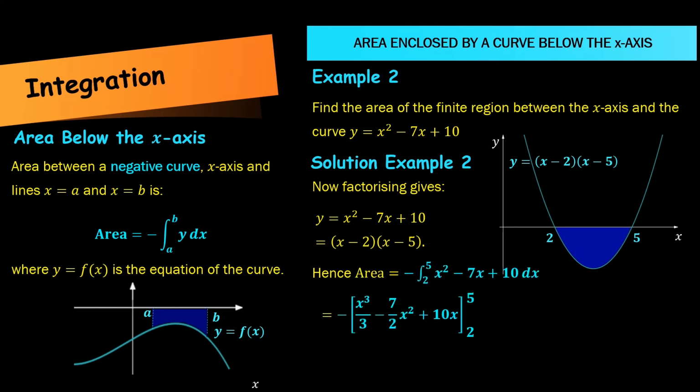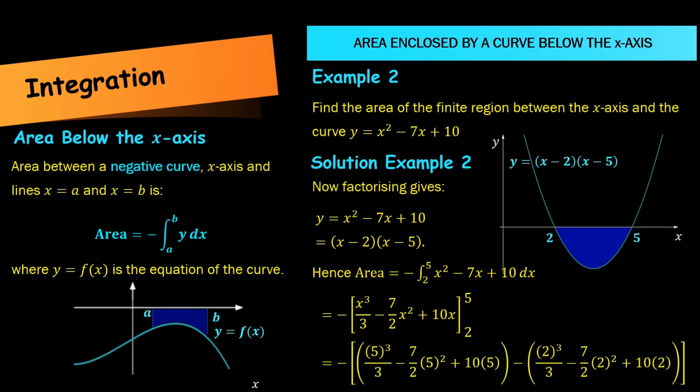So let's integrate this term by term. The first term is x cubed over 3. The second term is minus 7 over 2 x squared. And the last term is 10x. And of course we're integrating between the limits 2 and 5, and we have a negative in front of the brackets.